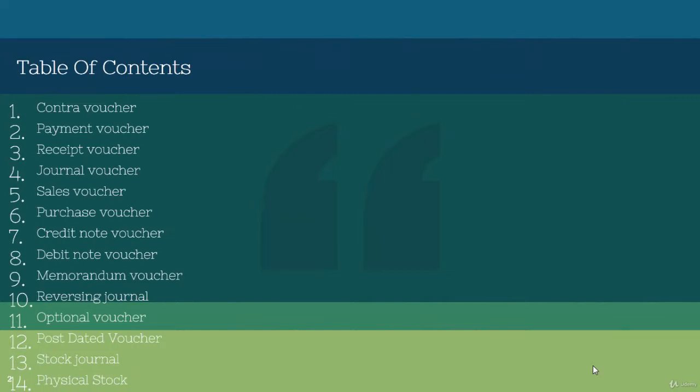The first one we are going to study is the contra voucher, then payment voucher, receipt voucher, journal voucher, sales voucher, purchase voucher, credit note voucher, debit note voucher, memorandum voucher, reversing journal, optional voucher, and post-dated voucher, stock journal, and the last one is physical stock.